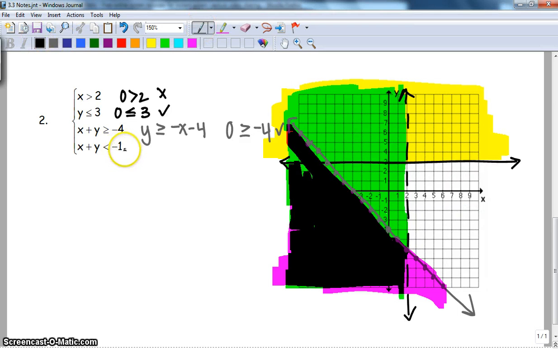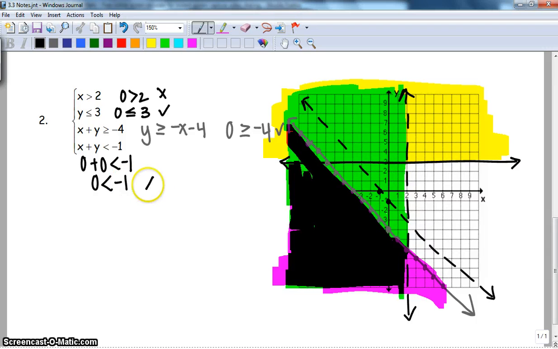All right, last one. I'll do this one by intercepts. This will have an x-intercept at negative 1 and a y-intercept at negative 1. And this one will be dotted. And I will use (0, 0) as a test point again. 0 plus 0 is less than negative 1. 0 is less than negative 1.